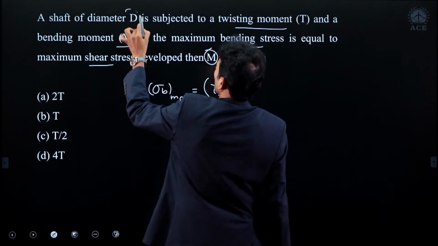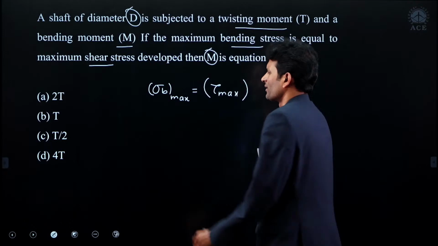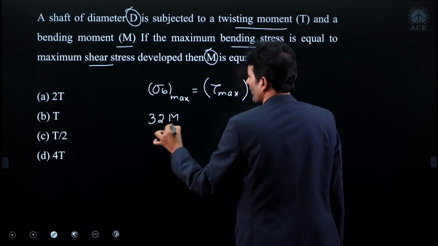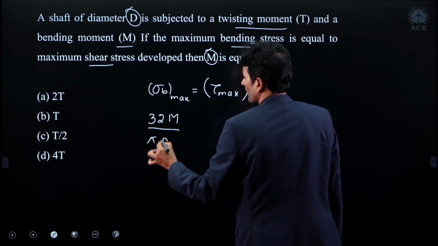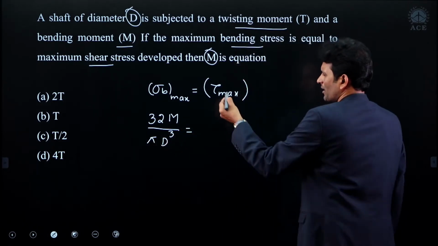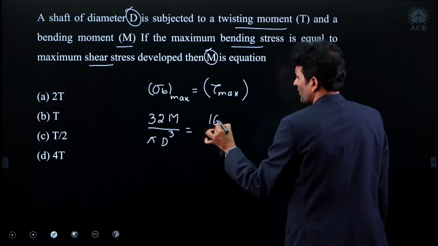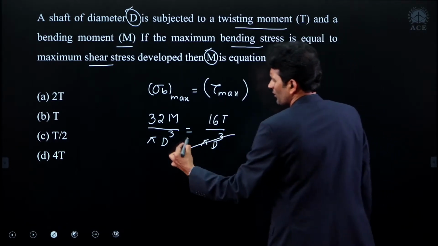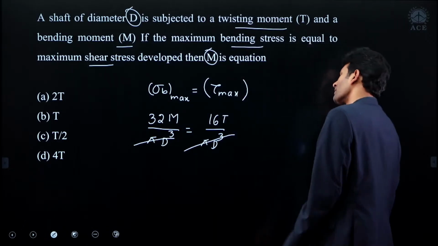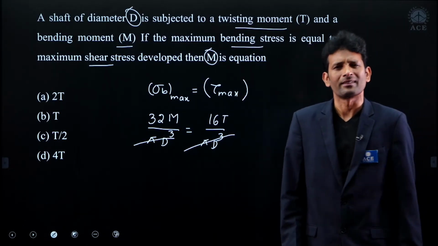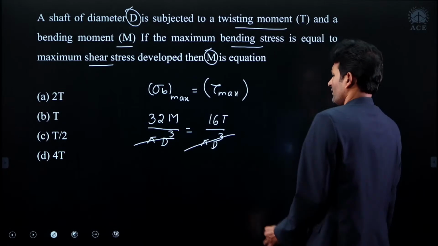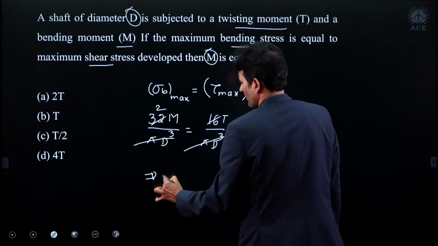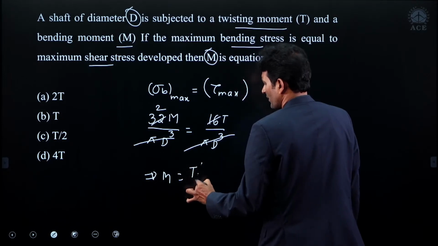The given shaft has a diameter D, which means it is a circular shaft. What is the bending stress formula for the circular shaft? 32M divided by pi d cube. And the torsional shear stress formula? 16T divided by pi d cube. Direct question. This type of question we expect particularly for an AE examination. This is 2 times, so M equals T divided by 2.